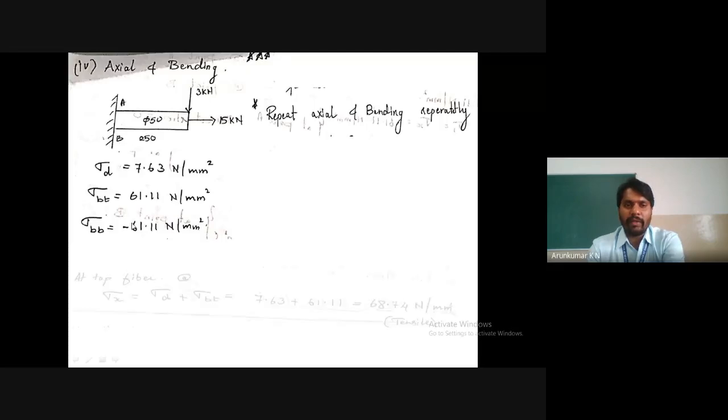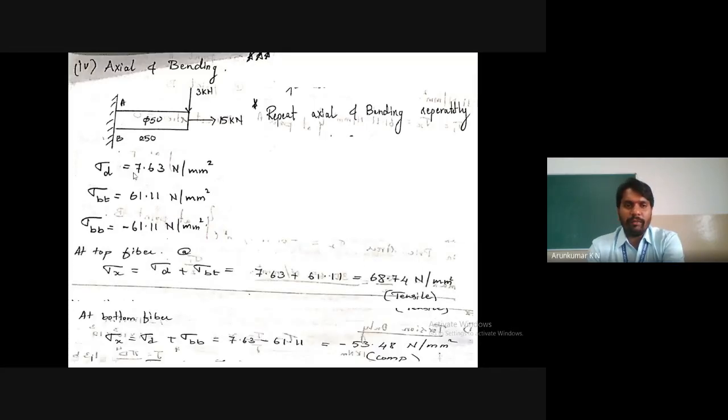I have already shown that, right? So the direct stress must be added to the bending stress at the top fiber. 7.63 direct stress must be added to the bending stress at top fiber, plus 61.11. Same thing at point B, direct stress must be added to the bending stress at point B.